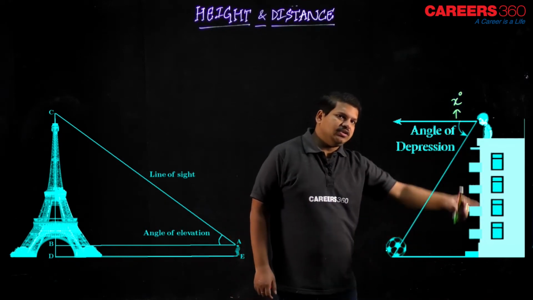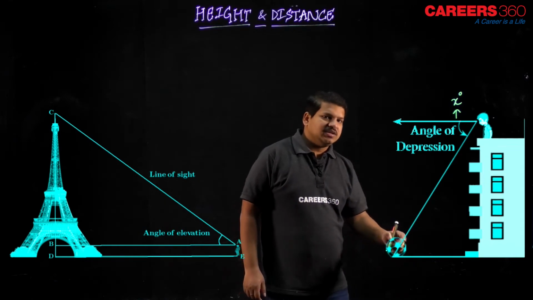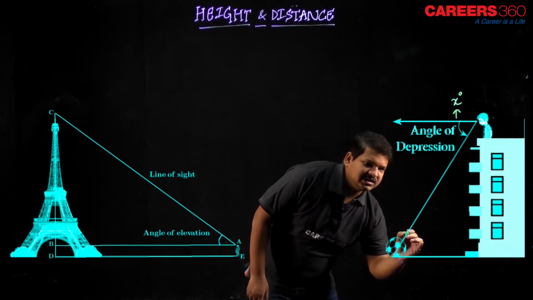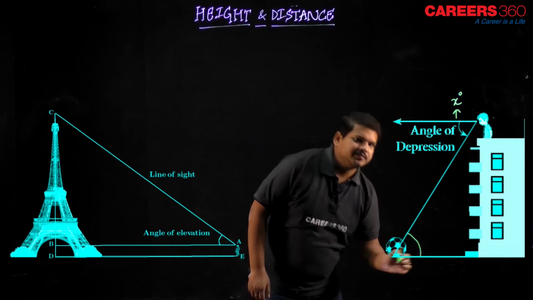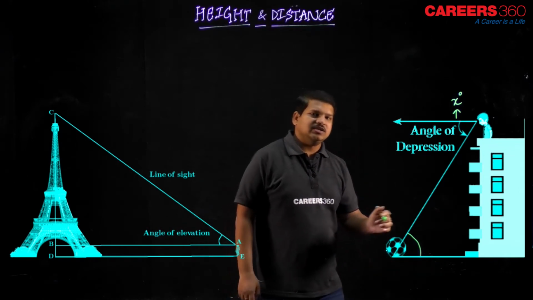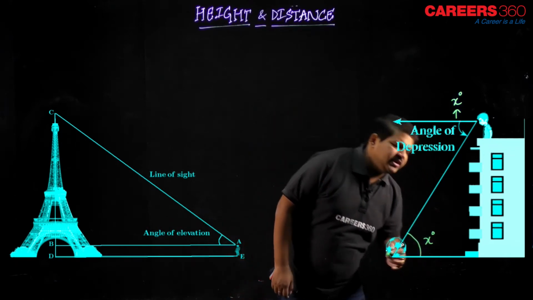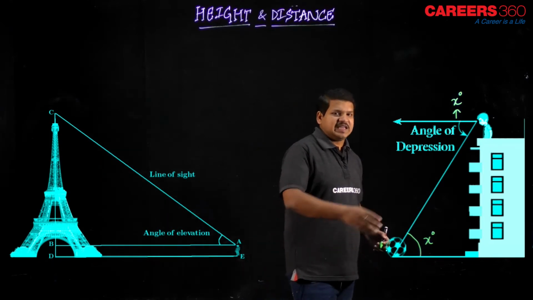Because in order to find out the height, you need to have this angle right over here, right? This is the angle that is required. So how would you be able to find out this angle? So what will this angle be? Nothing but x only. Why is this angle x?